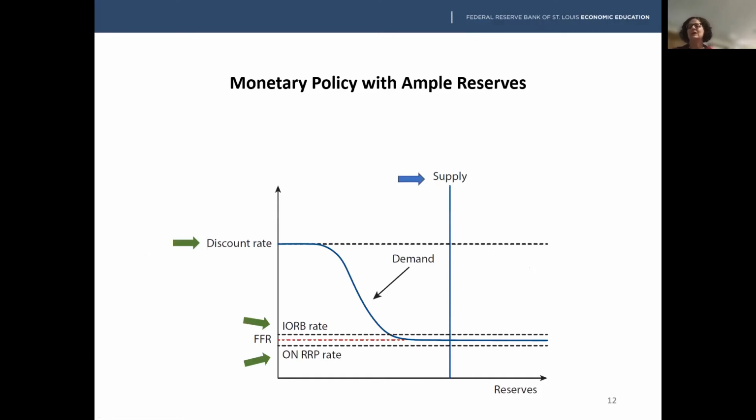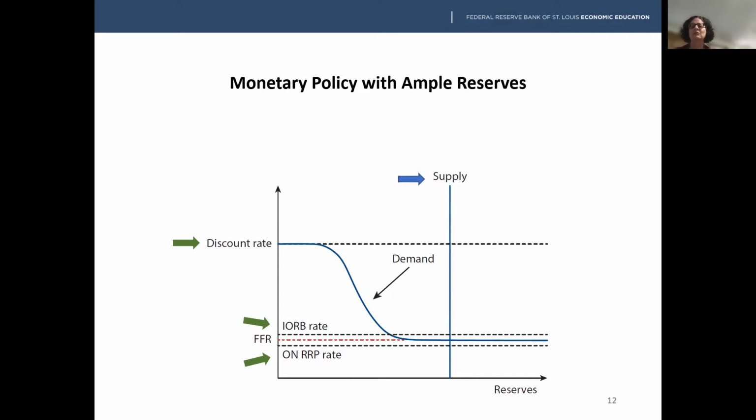You'll see the downward sloping demand curve, but we're now operating in what's called an ample reserve regime. Ample reserves means that the supply curve is far enough to the right in this diagram that it's at the flat portion of the demand curve. So small movements in supply are just not going to change the Fed funds rate anymore. Instead of using the quantity or supply of reserves in the banking system as the key tool, we're now using interest rates, which you now see on the y-axis. These three green arrows are highlighting three administered interest rates, meaning interest rates that the Fed sets.